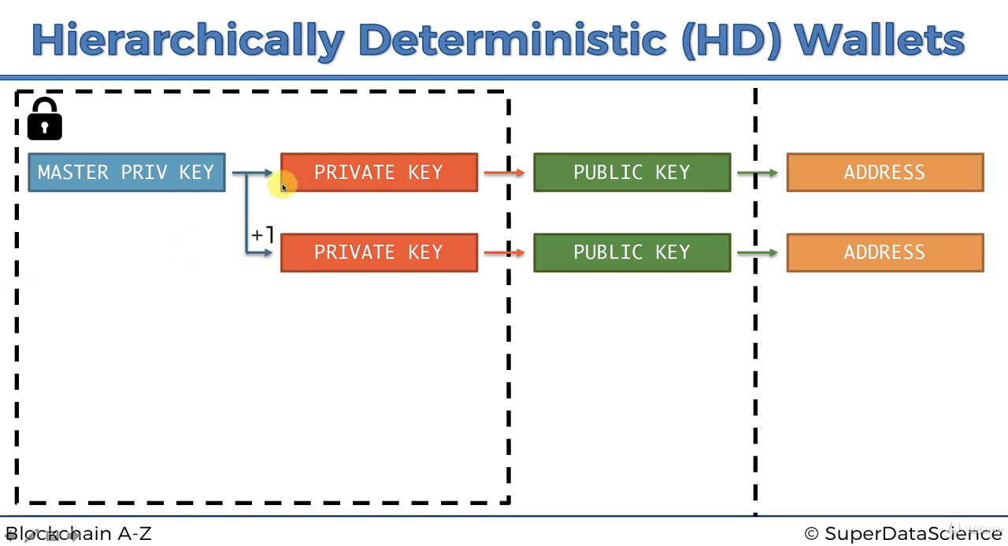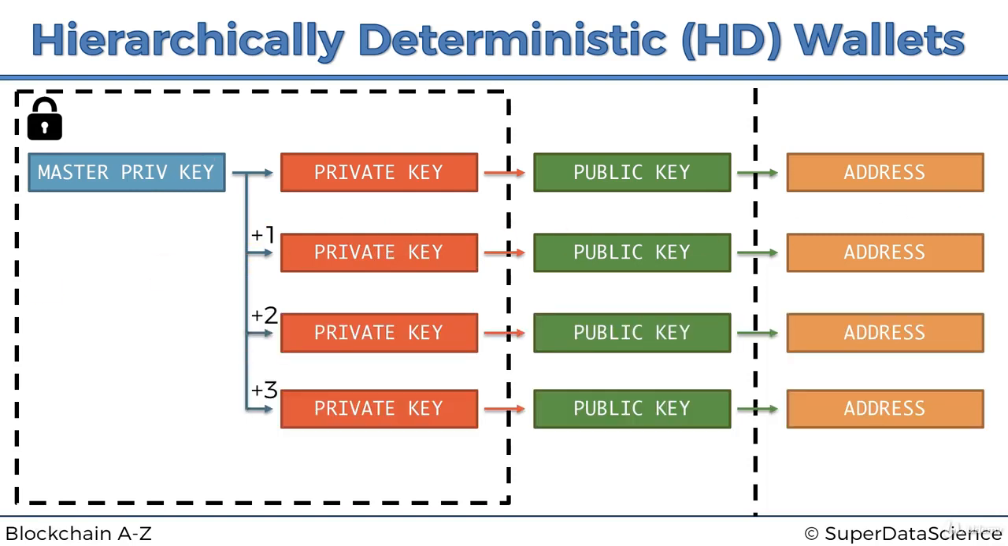So here it's using the hash function. So basically, once you add +1, bam, it's a completely different number eventually, and you get a new set like that. And so you can add +2, add +3, and so on. So you can generate as many private key, public key addresses as you want, as long as you just have access to this master private key.